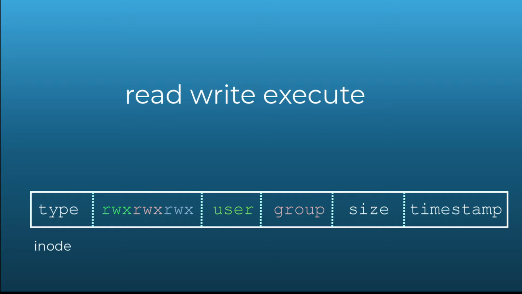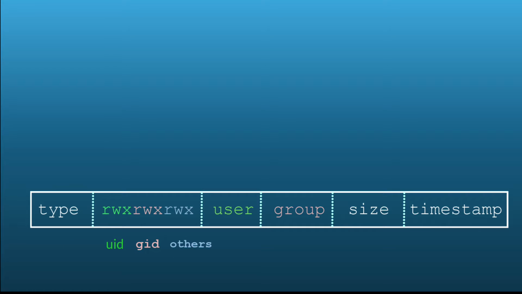the file's inode 3 times. The first set is for the owner of the file, so the user ID. The second one is for the group, so the group ID. And the third one is for others, also often referred to as the rest of the world. Now it works like this.